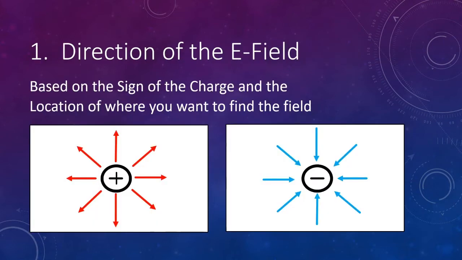So first off, the direction of the electric field always points away from positive charges and towards negative charges, and so you may find it helpful just to draw these lines around each charge, and whenever you find the electric field from, say, multiple charges, you just treat each charge separately, individually, and then add up their effects at the end. But again, your field always points away from positive charges and towards negative charges.